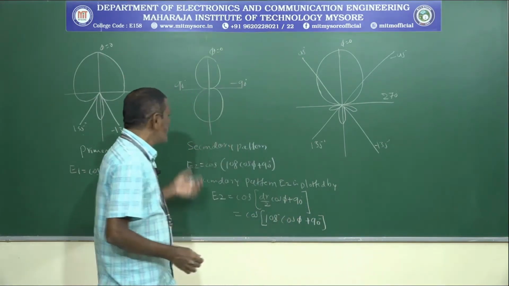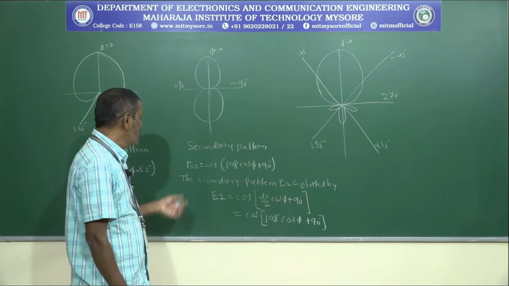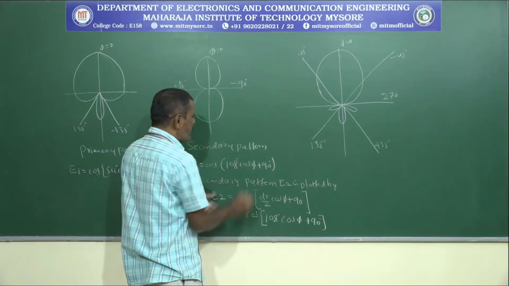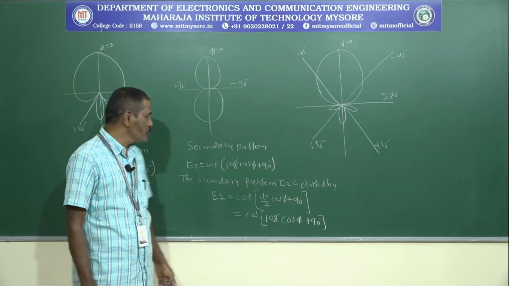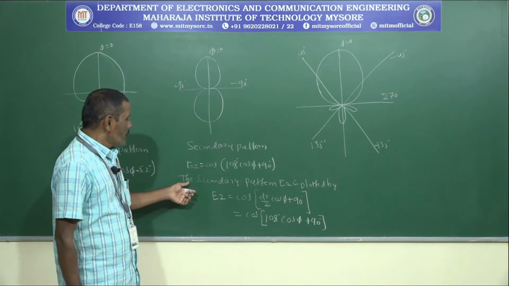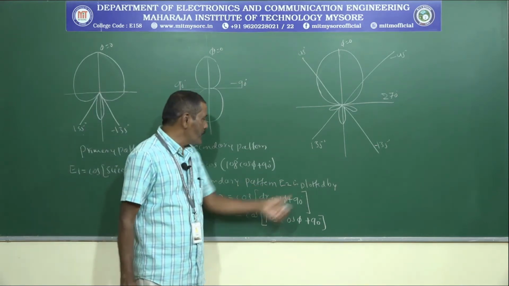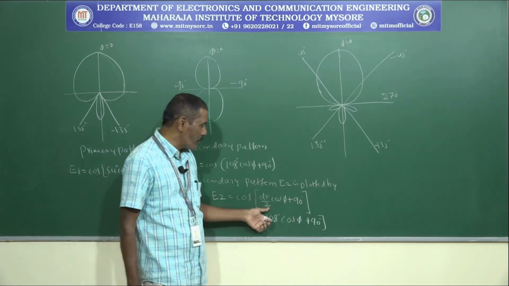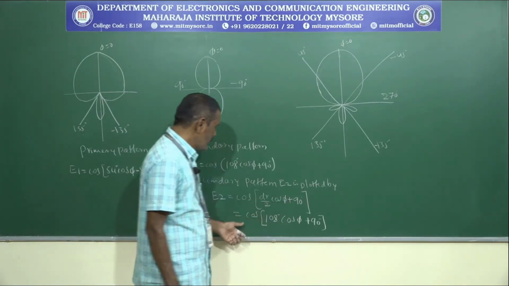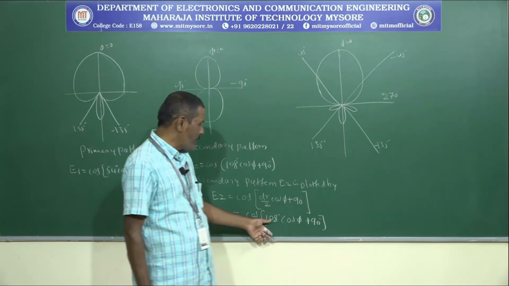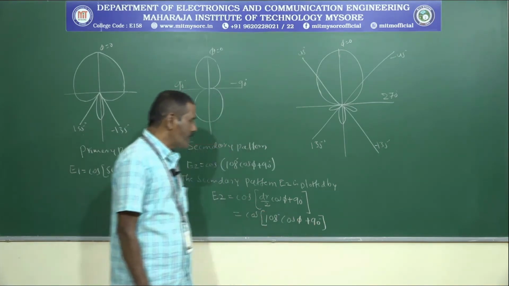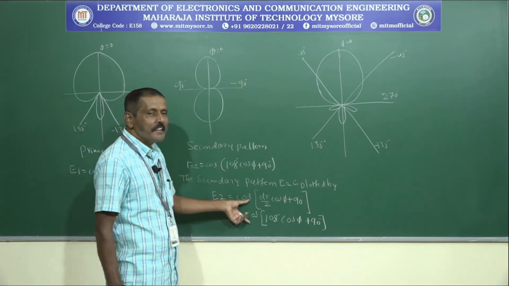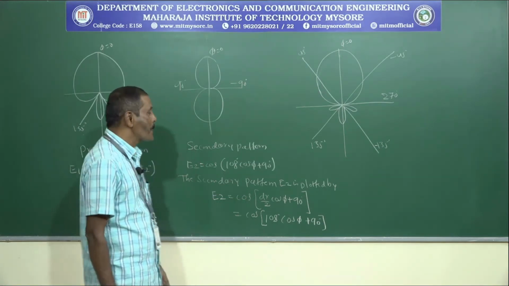Then the secondary pattern can be calculated from the equation E2 equal to cos of 108 degrees cos of phi plus 90 degrees. Therefore, the secondary pattern E2 is plotted by E2 equal to cos of dr by 2 cos of phi plus 90, which is equal to cos of 180 degrees cos of phi plus 90 degrees. Whatever equation is written here is taken from this one.